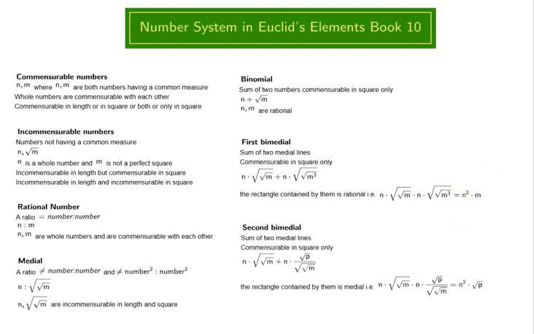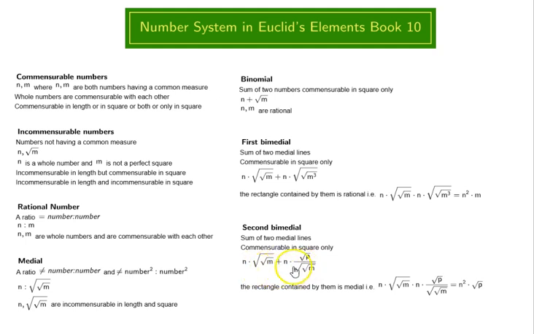Then we have second bimedial straight line. So sum of two medial lines commensurable in square only. So this is an example of that, or this is the formula for that. So n times square root of m plus n times square root of p by square root of m. And the rectangle contained by them is medial. So these two are medial lines.